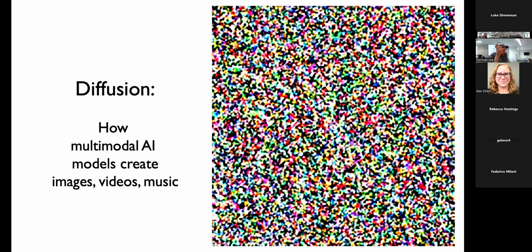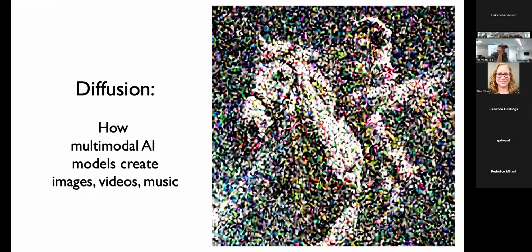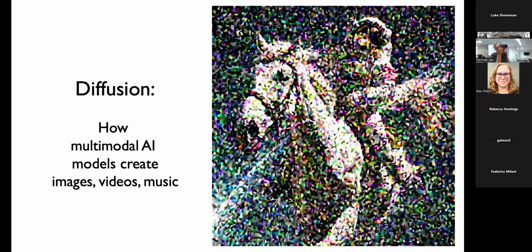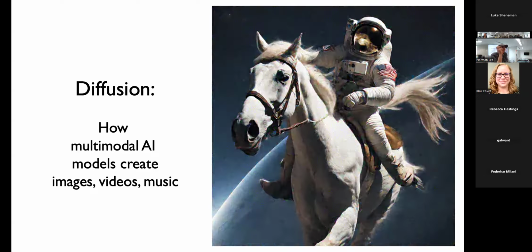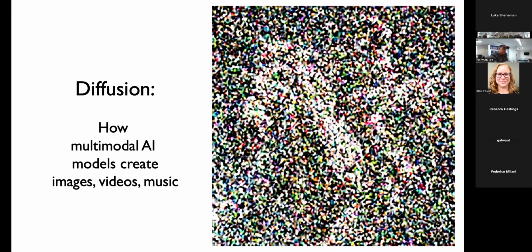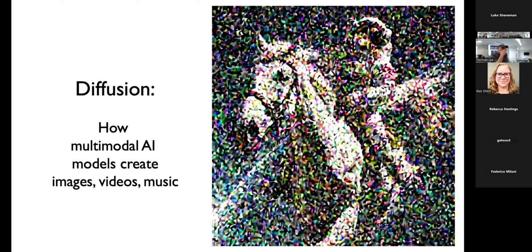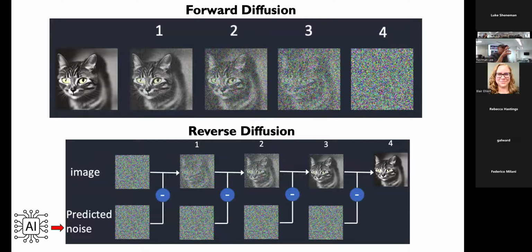Okay, so in the interest of time, just to wrap up, I did want to talk about diffusion because it's super cool. And this is how models now generate things like images, video, music. They use this method called diffusion. And it's actually really cool. So the idea is that you have basically forward diffusion and reverse diffusion.